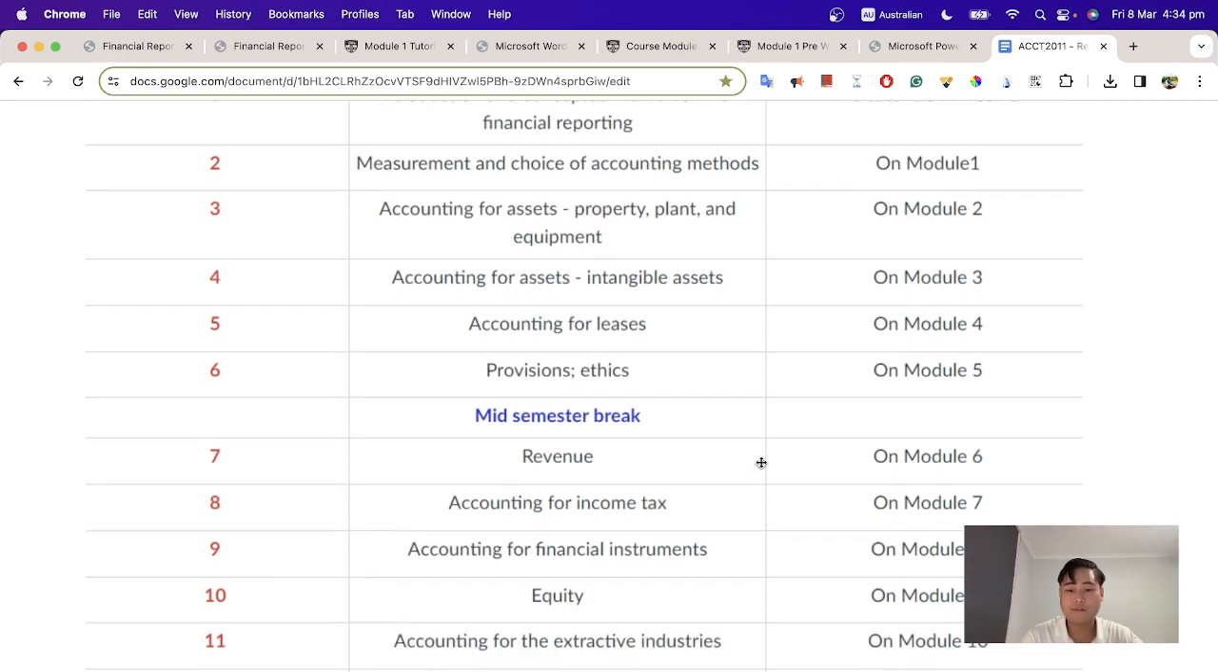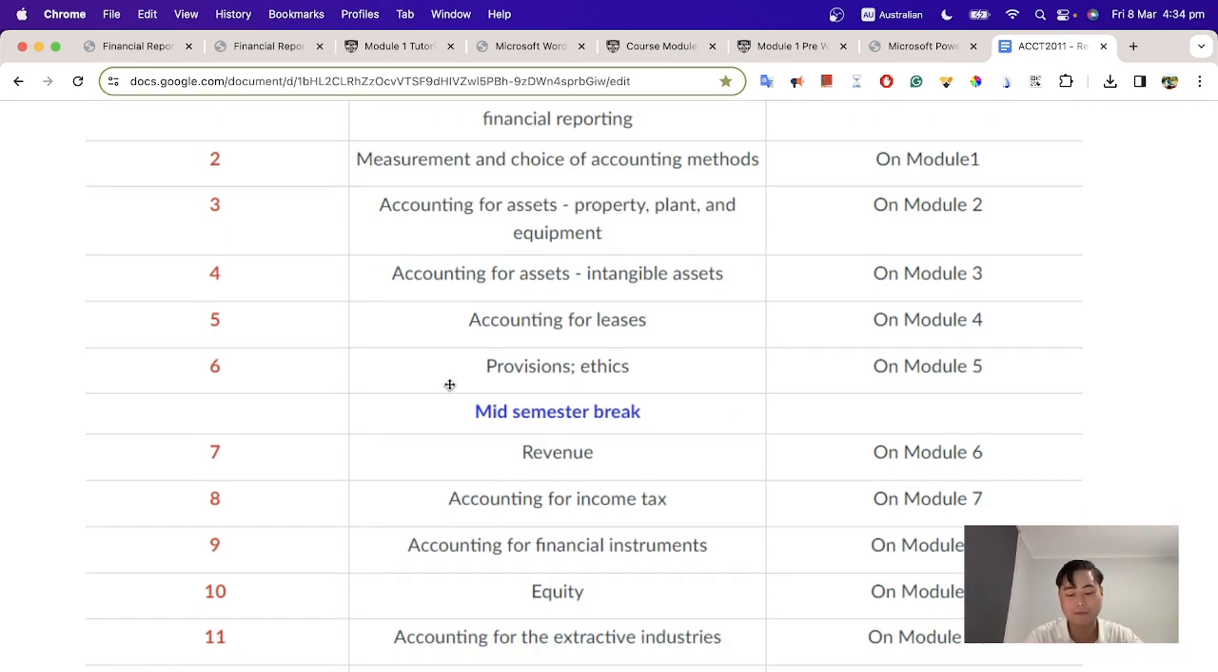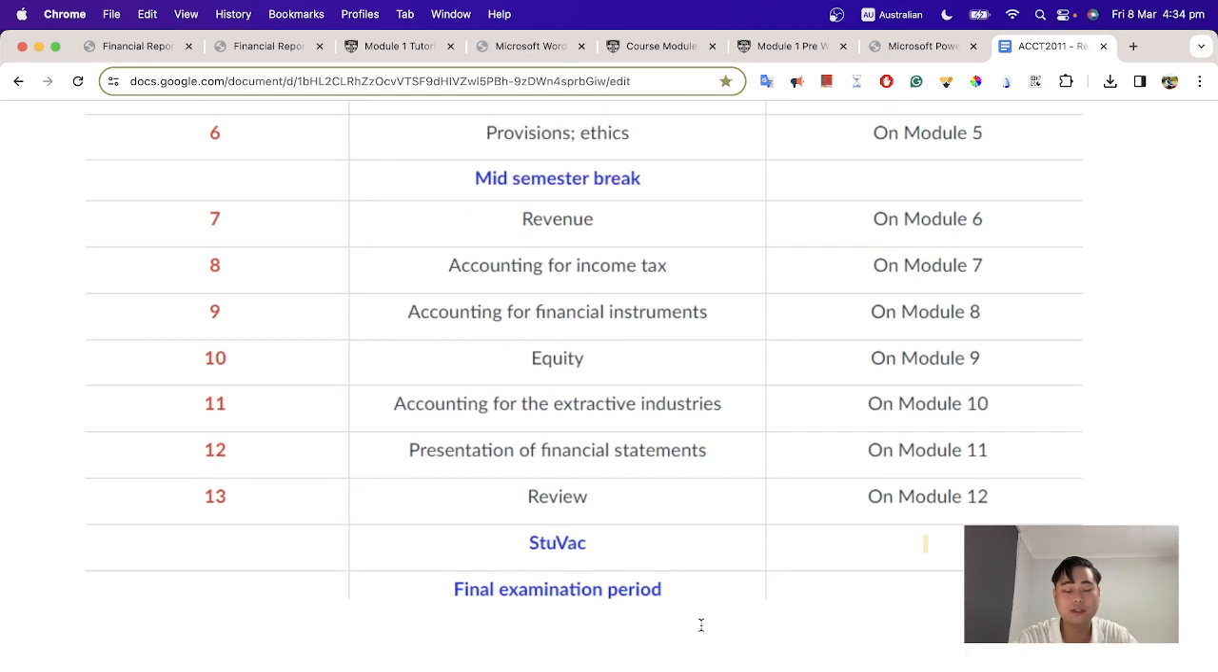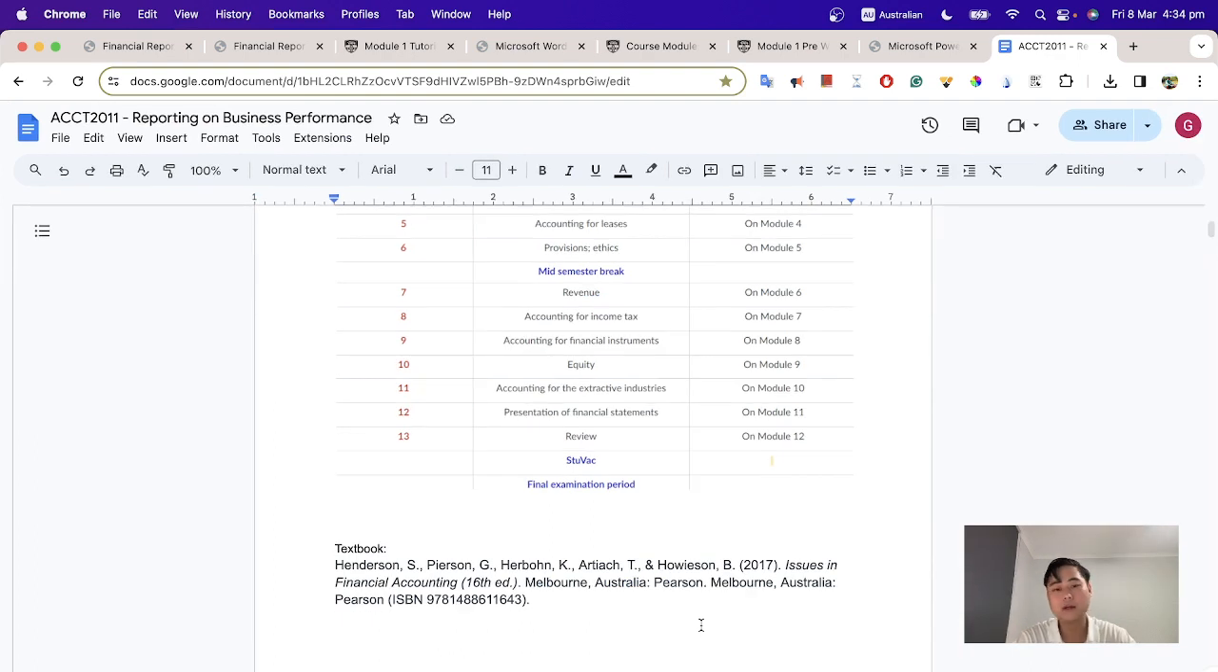Week 6, we'll talk about provisions and ethics. We have a mid-sem break. Now we talk about revenue. Revenue recognition is a tricky subject. Then we talk about accounting for income tax, accounting for financial instruments, equity. Equity is also very interesting. Accounting for extractive industries. The mining industry is massive in Australia. Then presentation of financial statements, a review, and lastly we have the exam. The exam is very heavy, 50%, so y'all are going to want to make sure you know that.